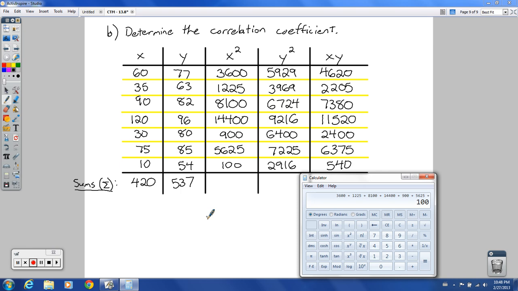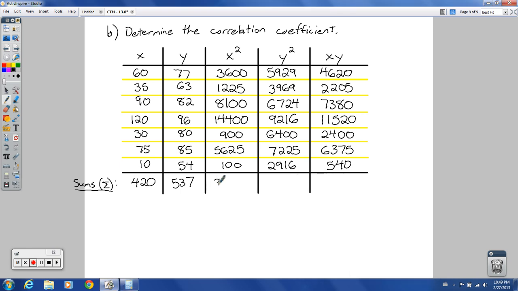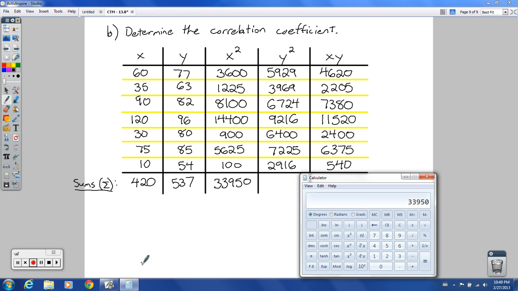And let's see if I got that. Good, that looks good. Yep, so I'll enter 33,950 so far, all matching up with what I had before as well.